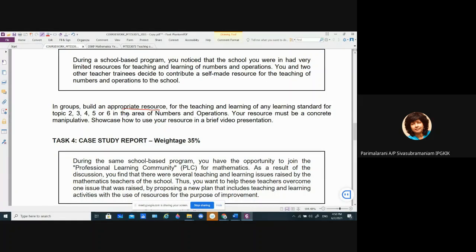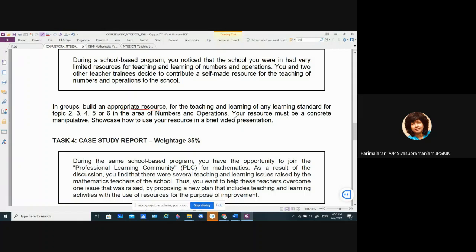Based on these topics, you choose one DSKP, either year 1, year 2, year 3, year 4, year 5, or year 6. Okay, you know that year 1, year 2, year 3 are considered level 1. Year 4, year 5, year 6 are level 2. I would advise you to choose from level 1 DSKP, because level 1 will be learning a lot of concepts. Level 2 will be learning more algorithm and procedures. Okay, so you only have to choose one learning standard. Actually, you can do for more than one learning standard if you want. You only have to choose one topic.